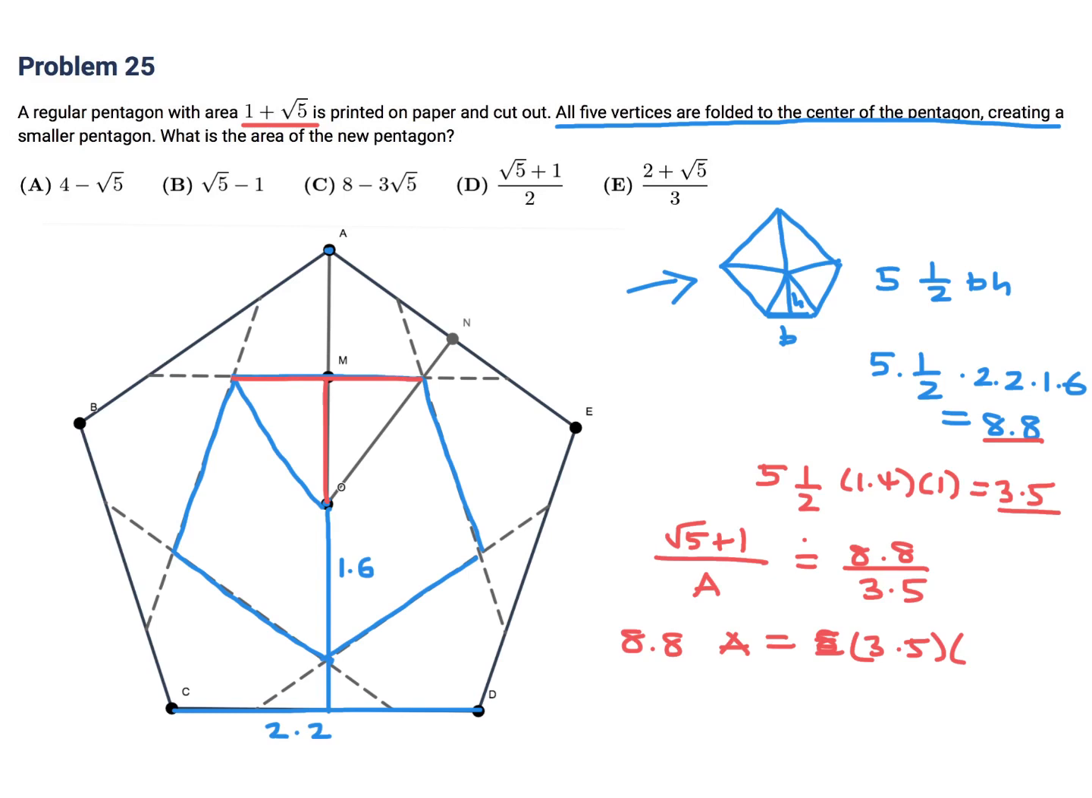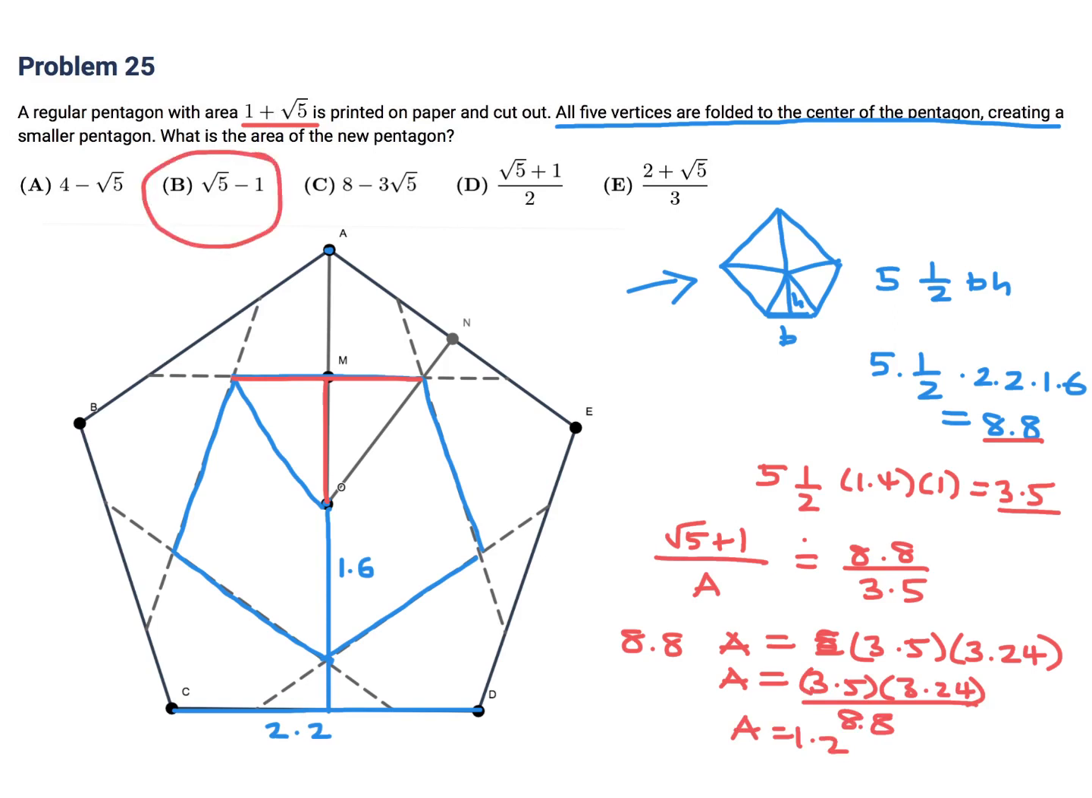Root 5 is about 2 point something. Yeah, 2.2. So 3.2, approximately 3.24, I think. And then therefore A would be 3.5 times 3.24 all over 8.8. And that is approximately 1.2. And of these answer choices, the one closest to 1.2 is this guy. So as you can see, in a relatively decent way, you can get the answer to the number 25 problem using just a ruler.